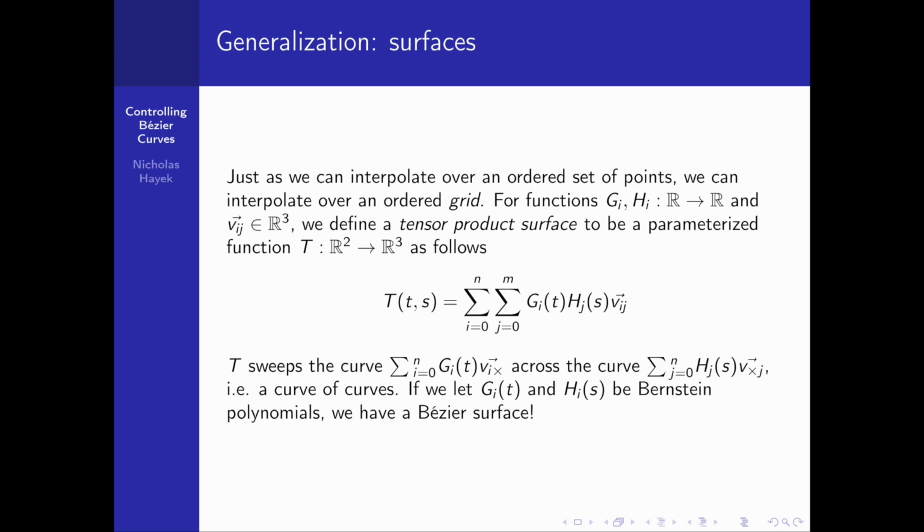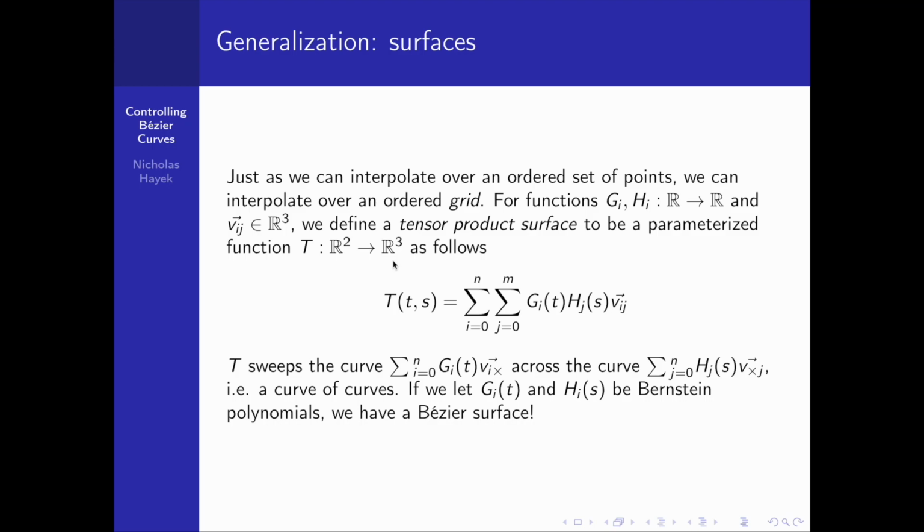And so now we're going to try to generalize all the topics we've discussed to surfaces. We'd like to, as opposed to interpolating over R2, a series of control points, and create a line, create a surface or a curve of curves. And so that's where this comes in. This is called a tensor product surface.